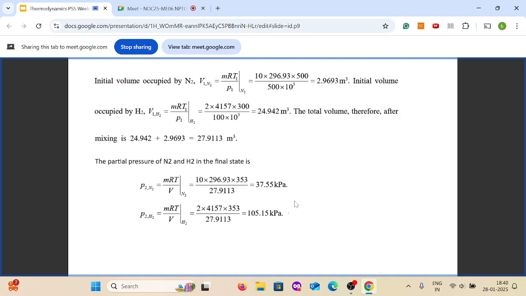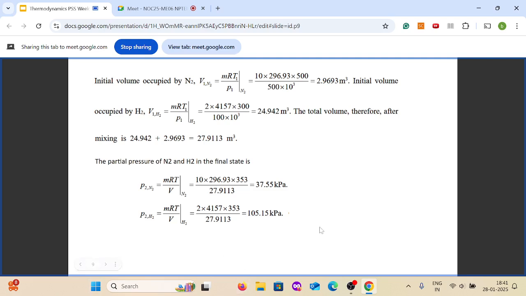Next we will find the initial volume occupied by nitrogen. From the ideal gas equation, we can find the volume of the compartment having nitrogen. That comes out to be 2.9693 meter cube, and the initial volume occupied by hydrogen comes out to 24.942. The same, mRT by P equals volume. That is your ideal gas equation, and you know all the values, so we find the volume. Now we find the total volume, which is the summation of the volumes here: 27.9113 meter cube.